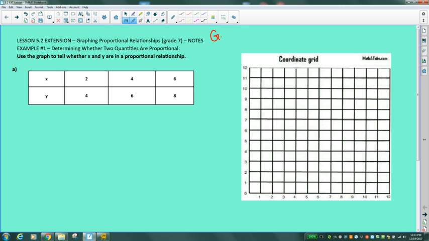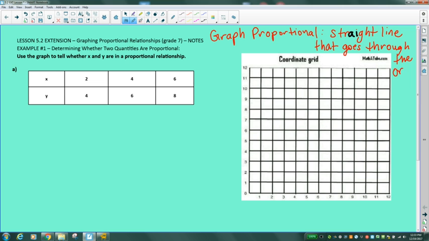So if a graph is proportional, it needs to be a straight line that goes through the origin. And remember, the origin is the 0, 0 point. Okay? It has to be straight because if it's proportional, that means the rate that something's changing is the same between the two variables. And then because it's the same rate, it also has to start at that origin or 0, 0. Okay? So when we look at this graph, we're determining if it's proportional by looking if it's a straight line and if it goes through that origin or point 0, 0.